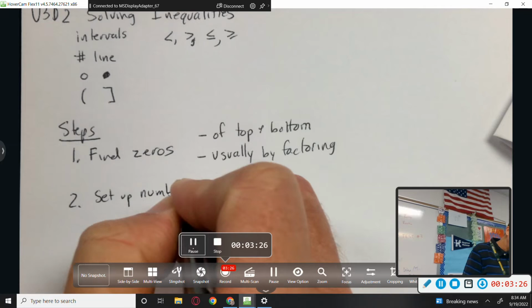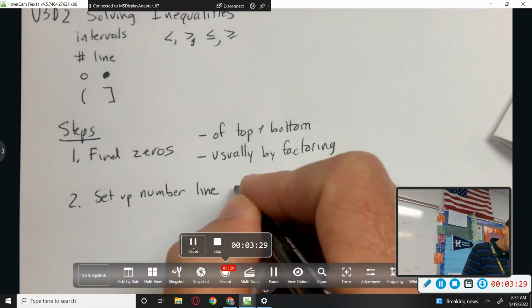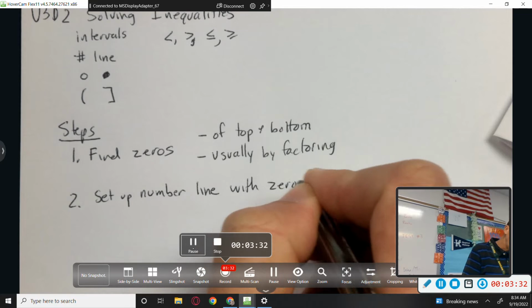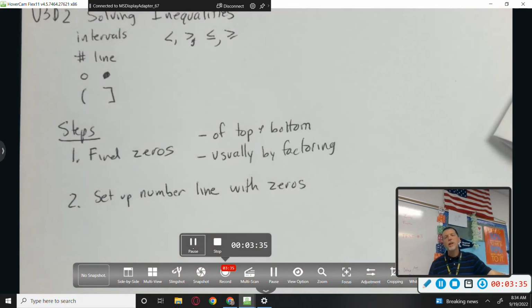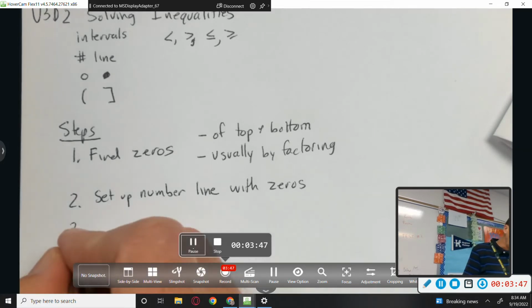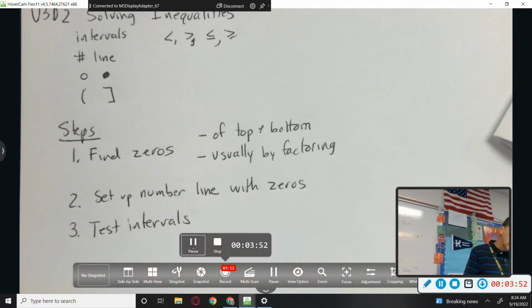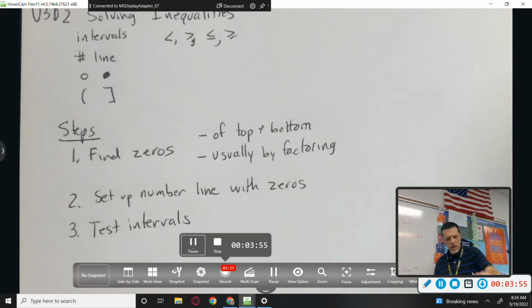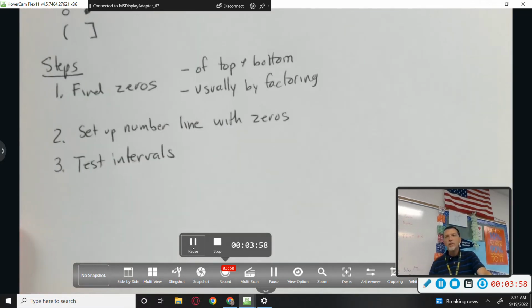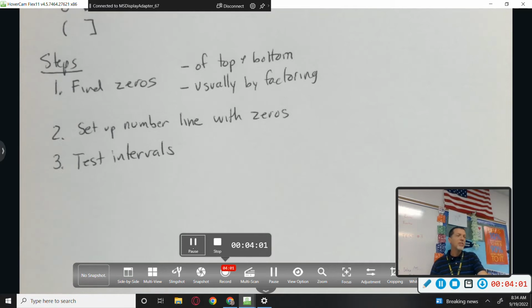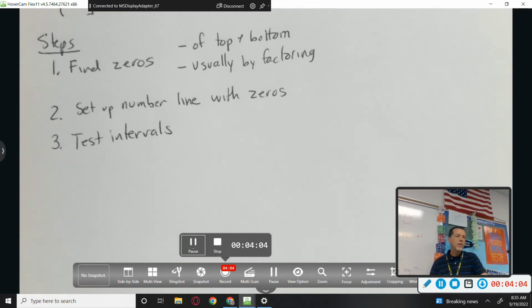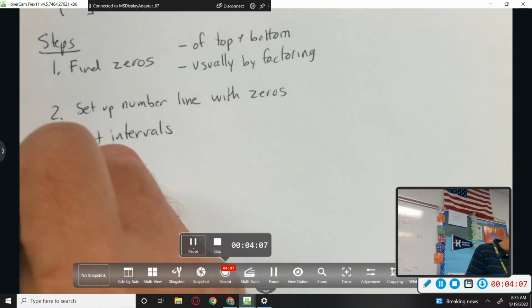Step number 2, put the zeros on a number line. And when you put the zeros on a number line, that will set up the intervals, and then we'll test the intervals. Test the intervals to see if one value on the interval works, then they all work. If one value on the interval does not work, then none of them work. So all you need is one value per interval to see if it works.